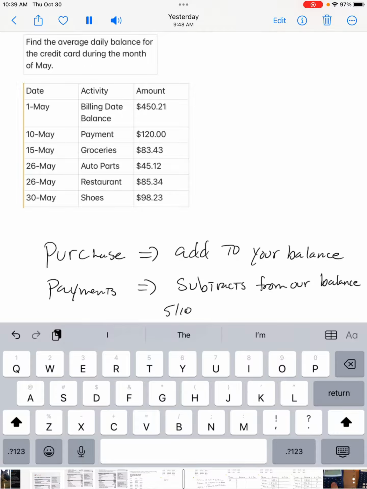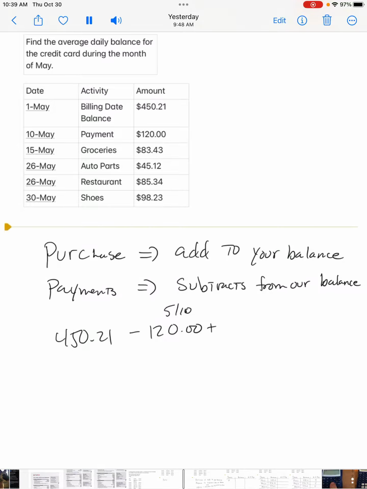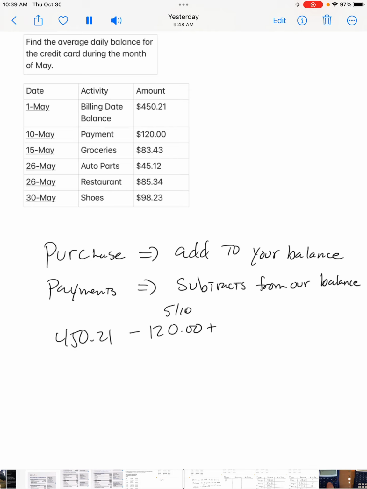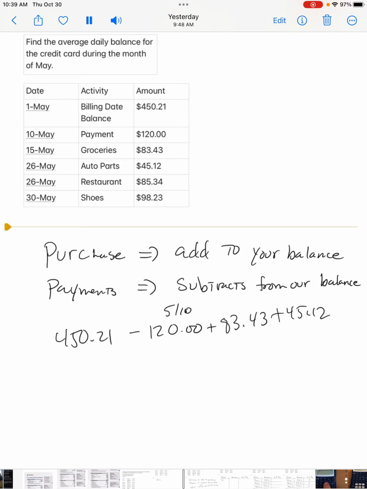Then on May 15th, you're going to add to that balance because you purchased groceries. They're not going to call it a purchase. They're just going to say what was bought. But you purchased groceries, sorry about my hand there, at $83.43. And so you can add to it. You would add the $45.12 because that's buying some auto parts. You would add the $85.34. I'm not saying you do that right away, but I just want you to get in your mindset that payments subtract from our balance and purchases add to the balance because everything is from the perspective of what do I owe the credit card company.